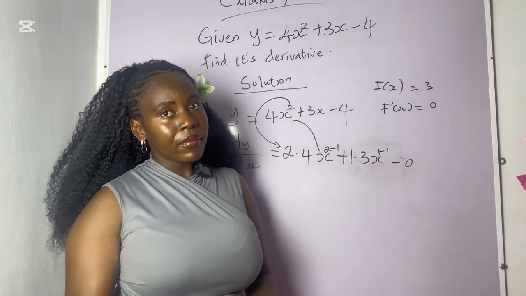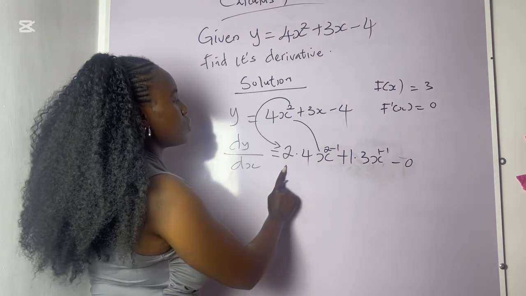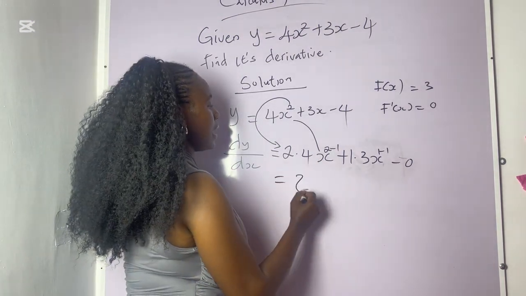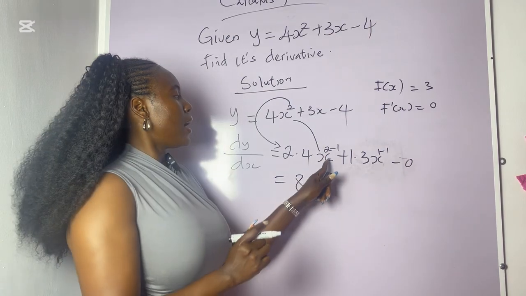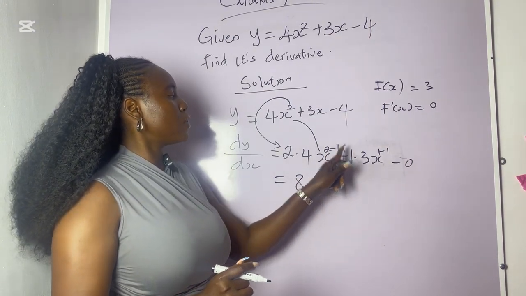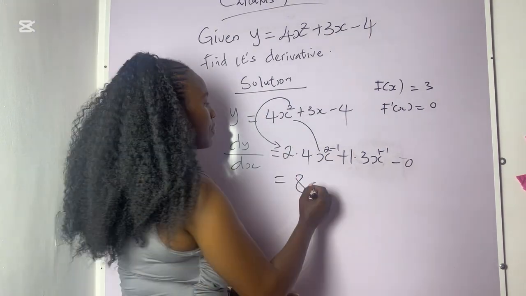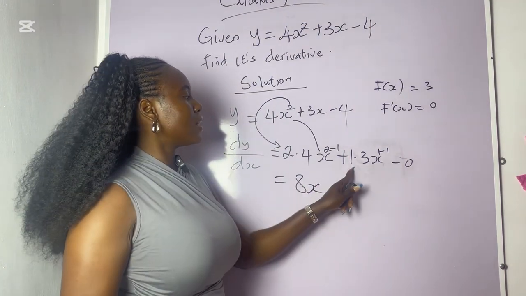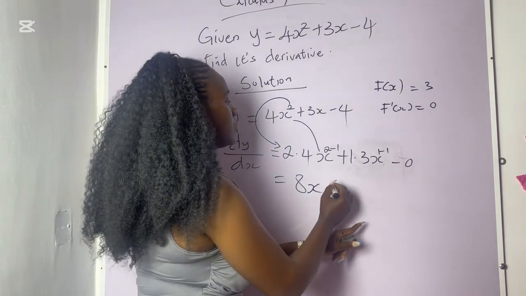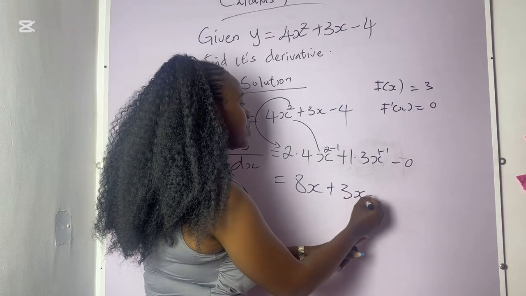Now, we have 2 times 4 is 8. Then x, the power of 2 minus 1 is 1. So we have 8x. 1 times 3x, so we have plus 3x to the power of 0.